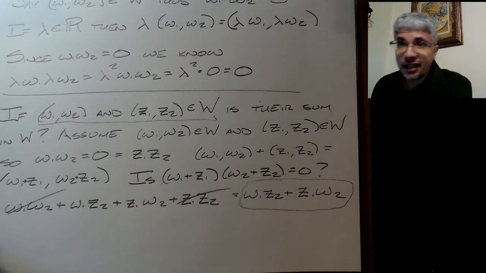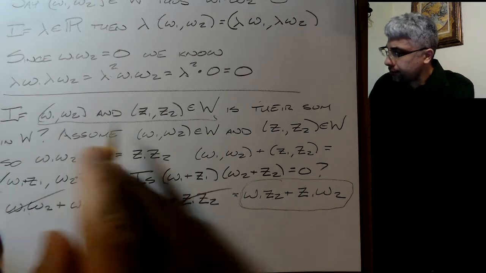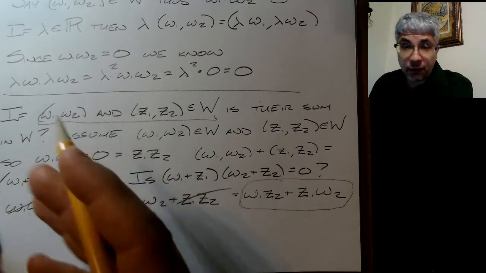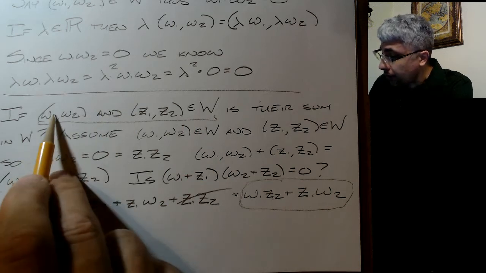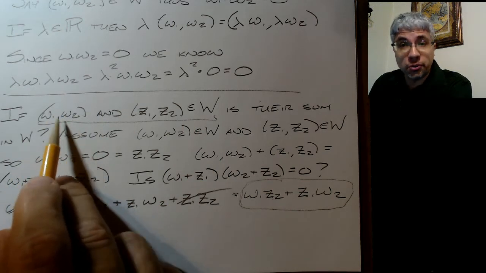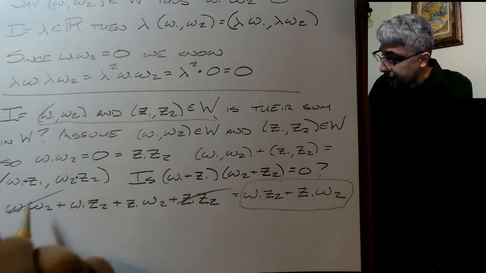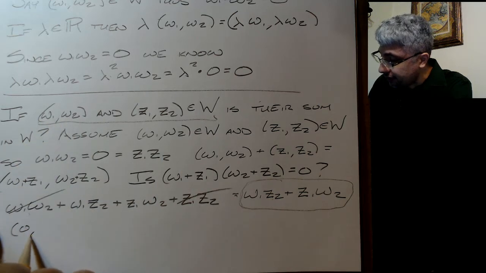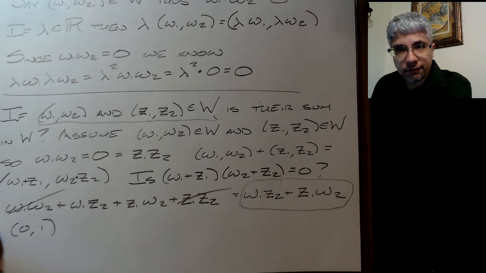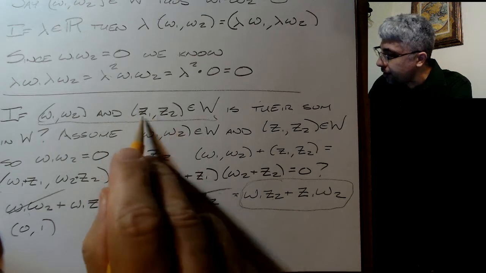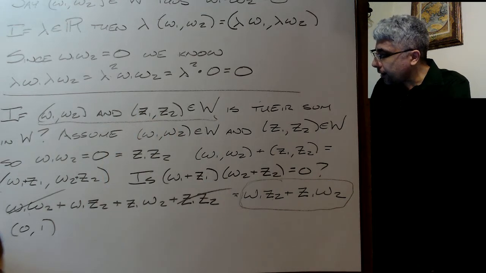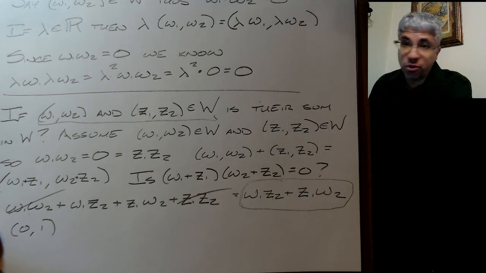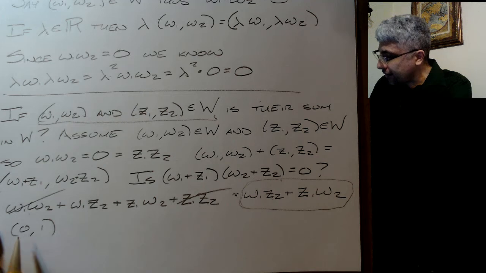So let's say I want to create something that might be a counterexample. Well, I'd need a W1W2, which is in W. So I need one of these two to be 0. So let's say I start off with 0, 1 here, right? And over here, Z1, Z2, well, I could try 1, 0, I could try 0, 1, I could try 2, 0, I could try 0, 2, I could try a whole bunch of things. But let's think about that.